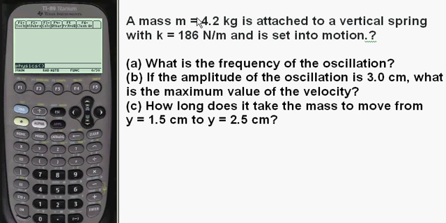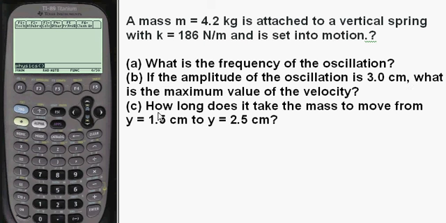So you would pick mass, M equals 4.2 kilograms. K equals 186 Newtons per meter, etc. Here you have amplitude, so you can put an A there if you know my programs, capital A versus small a, because small a is acceleration. For amplitude I have capital A, 3 centimeters. Now you know that has to be changed to meters.